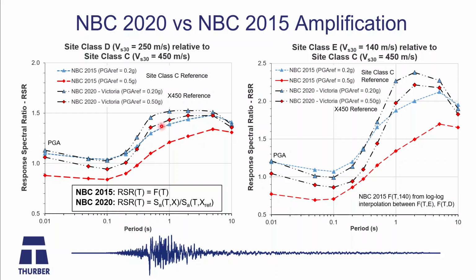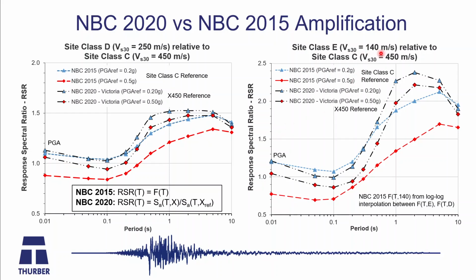But when we go to 0.5 G, we see a much bigger difference. Looking at the difference between the black outlined diamonds here and the red diamonds here, MEC 2020 is much higher for much higher intensity ground motions. So for PGAref 0.5 G, you're much higher now. And you see that the difference between 0.2 G and 0.5 G in MEC 2020 is not that big compared to 2015.